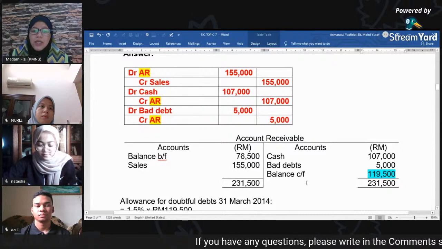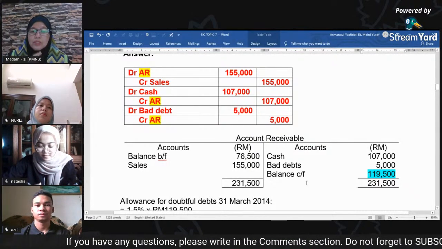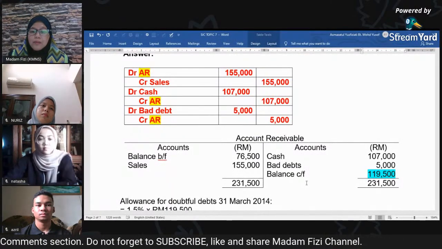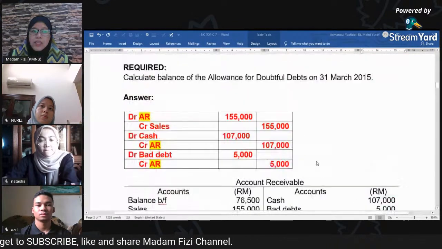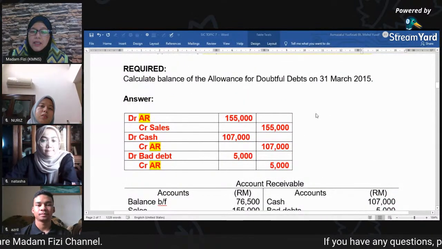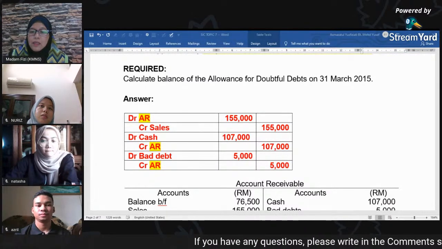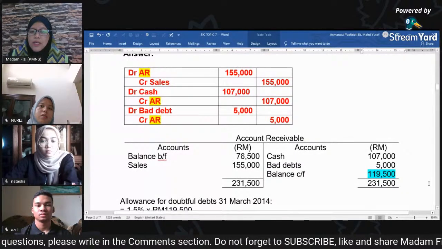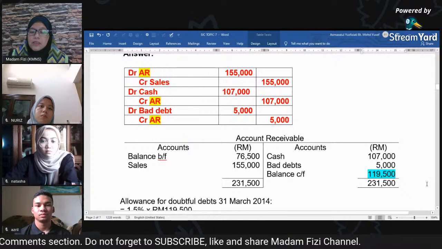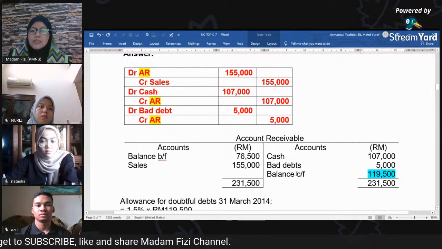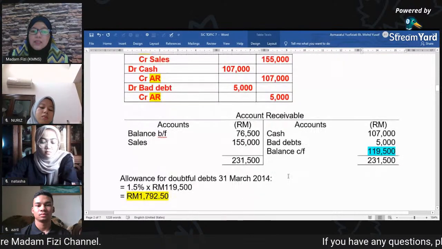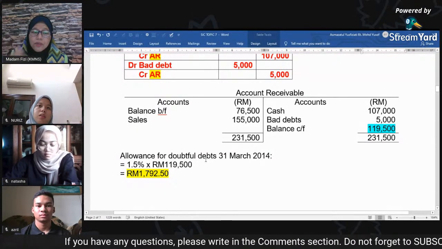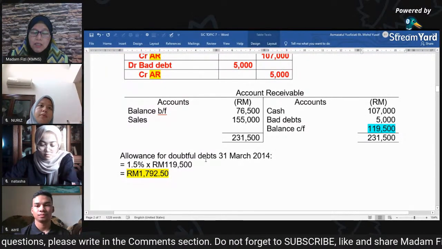Okay. Kenapa kita buat accounting for accounts receivable? Because we want to know the balance carried forward. Why kita nak tahu the balance carried forward? Because kita nak calculate, apa soalan? Kita nak calculate the AFDD. Now, the balance carried forward of accounts receivable is affected dekat mana AFDD? It is affected at the AFDD punya balance carried forward.